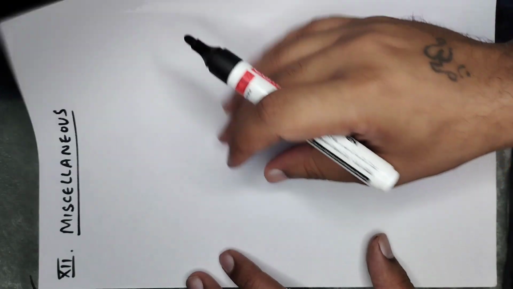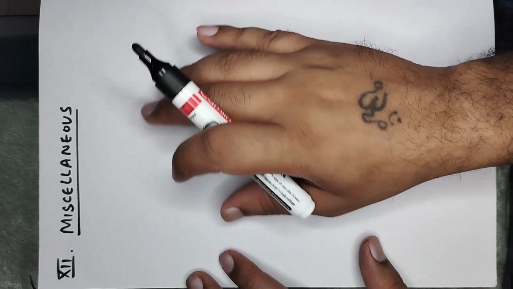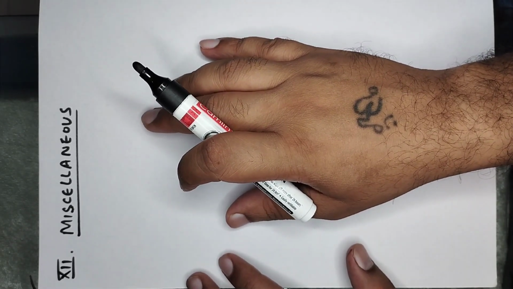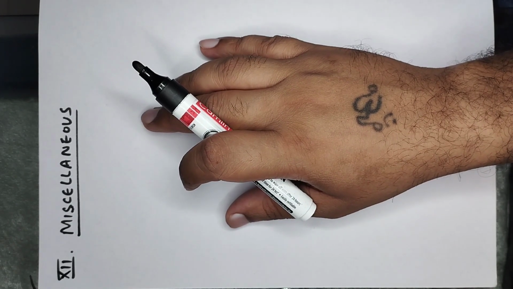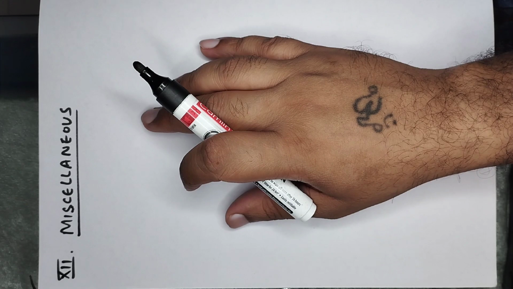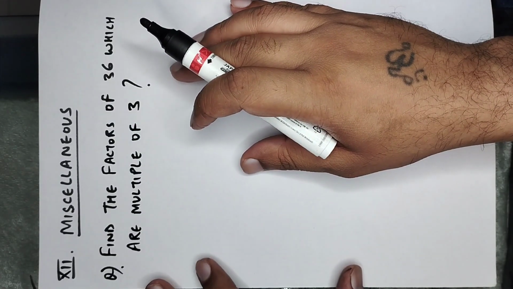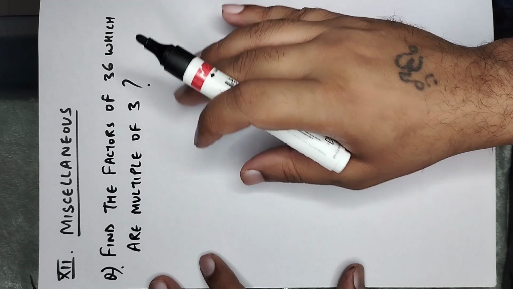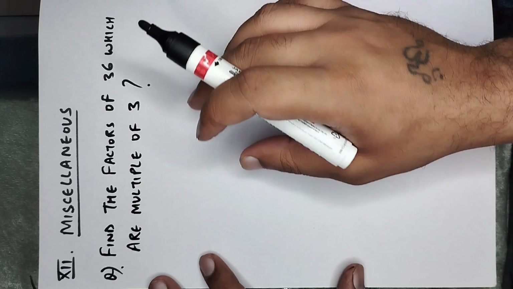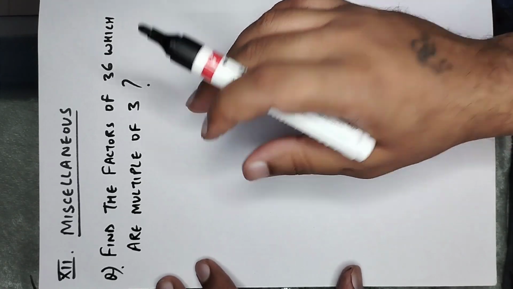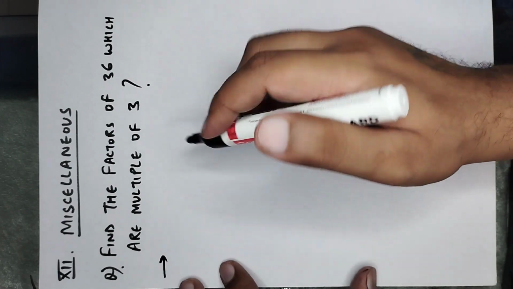Now another kind of questions that can be asked in this one is miscellaneous kind of questions. Now these are the exact types I have told you that comes in the exam. Apart from them, you also have to remember some miscellaneous questions. For example, find the factors of 36 which are multiple of 3. Now how do we find the factors of 36 which are multiple of 3? How we have to do that? Now let us do it manually just by expanding all the factors.